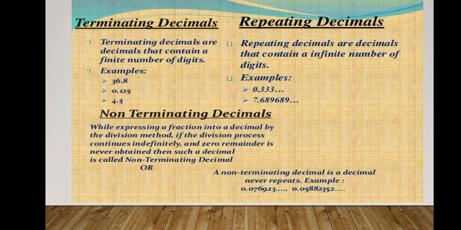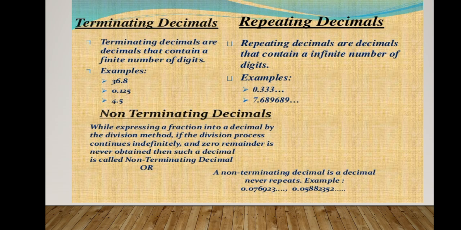If we talk about decimals, there are many types of decimals: terminating decimals, repeating decimals and non-terminating decimals. Terminating decimals are decimals that contain a finite number of digits, means a fixed number of digits. If we divide 5 by 2, we get 2.5. There is 0.5. 5 is the only digit after the decimal that ends the solution. Hence, this is a terminating decimal.